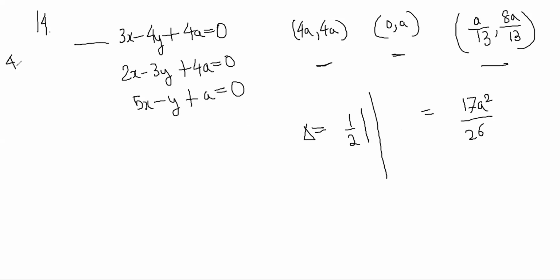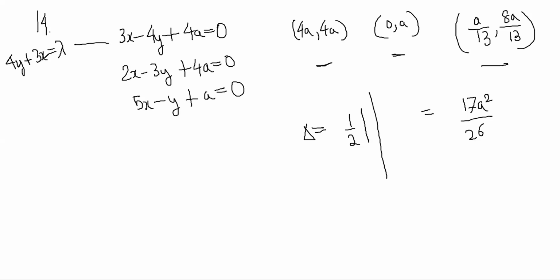It will look like 4y plus 3x is equal to some constant lambda. Lambda is equal to 0, because it passes through the origin. Oh, okay, I understand. It passes through 0 comma a. That's why.